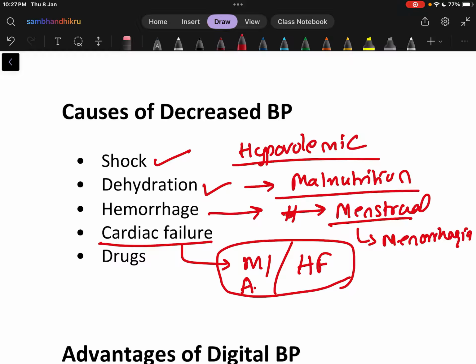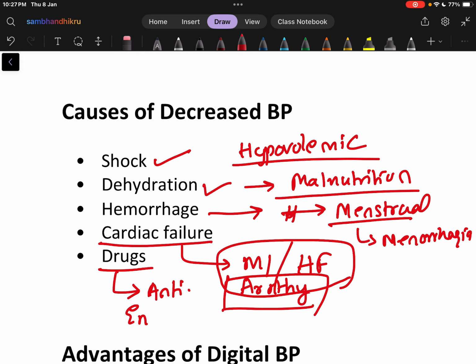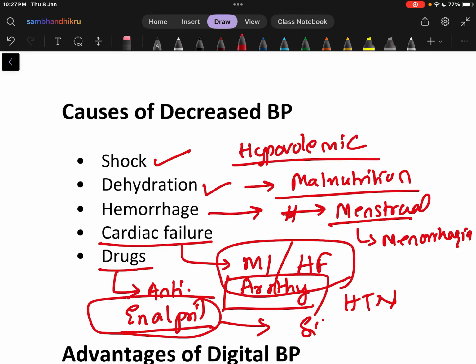There may be arrhythmia, which means abnormal conduction of the heart rate, right? Yes. Then drugs like antihypertensives, enalapril, and whatever antihypertensive drugs are there that decrease the hypertension, but the side effect of all antihypertensive drugs is hypotension, very importantly.